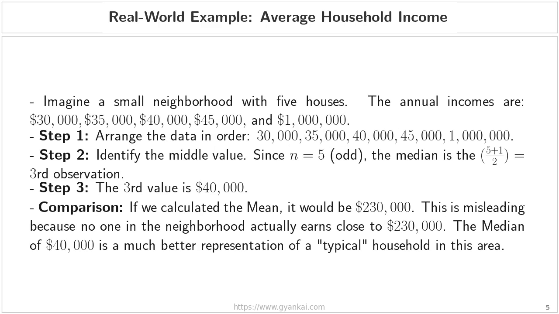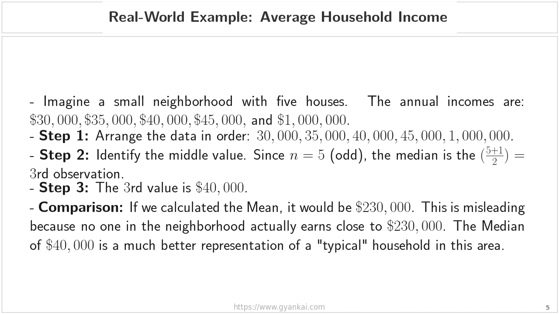Now, here is why this is so important for your analysis. If we were to calculate the mean, as we saw in the previous slide, the result would be $230,000. Does that sound right for this neighborhood? Not really. That figure is incredibly misleading because, as you can see, no one in this group actually earns anywhere near $230,000. The single $1 million income has pulled the mean way up. However, the median of $40,000 gives us a much more honest and accurate representation of what a typical household in this area actually earns. This perfectly demonstrates why the median is your best friend when dealing with skewed data.